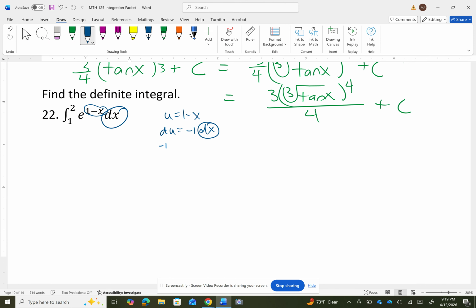So I'm going to move that -1 out of the way. Multiplying or dividing by -1 gets rid of it. And then I'm going to start getting my u's in there. So I can put the u up there as the exponent, and then I can also replace dx with -1 du. I'm going to write the du there, but put the negative there.